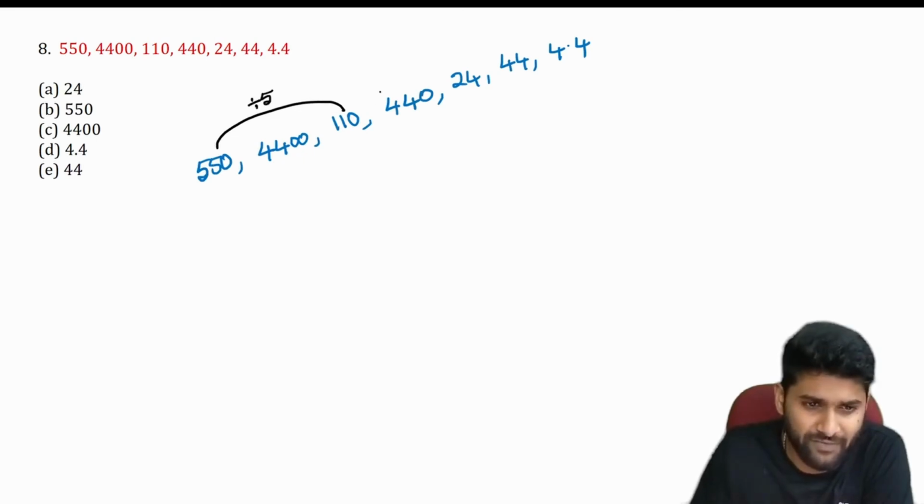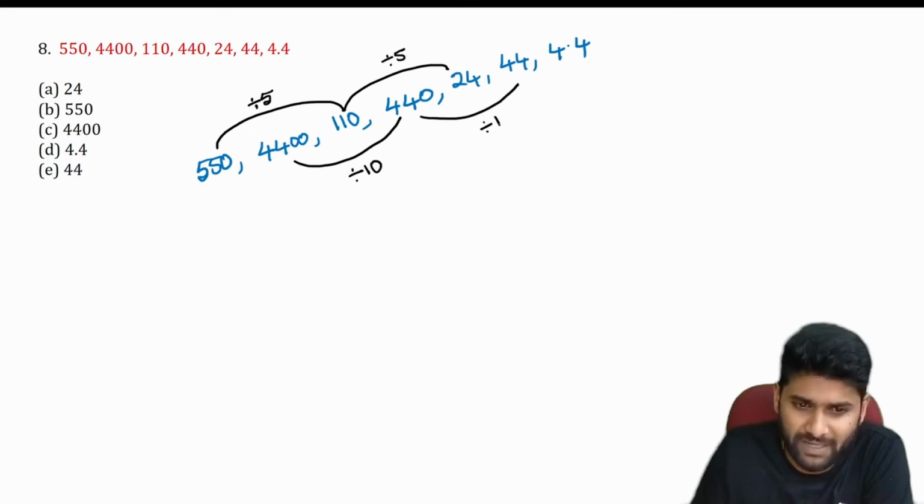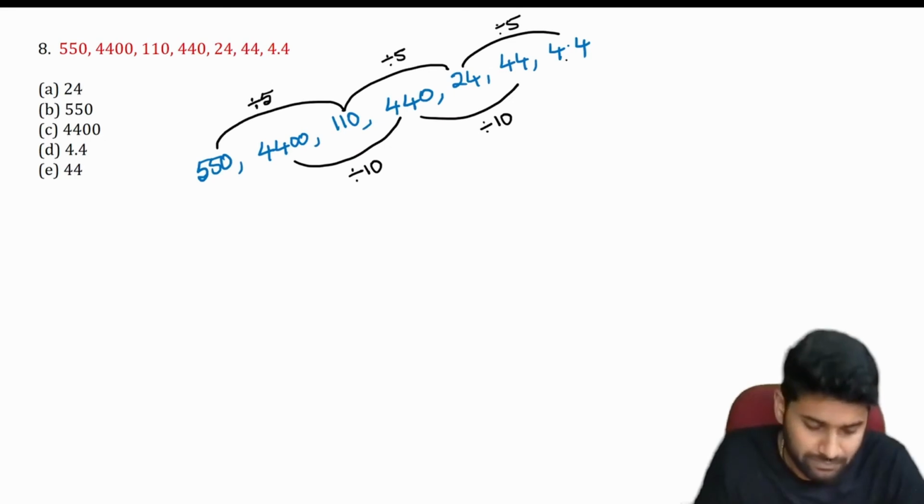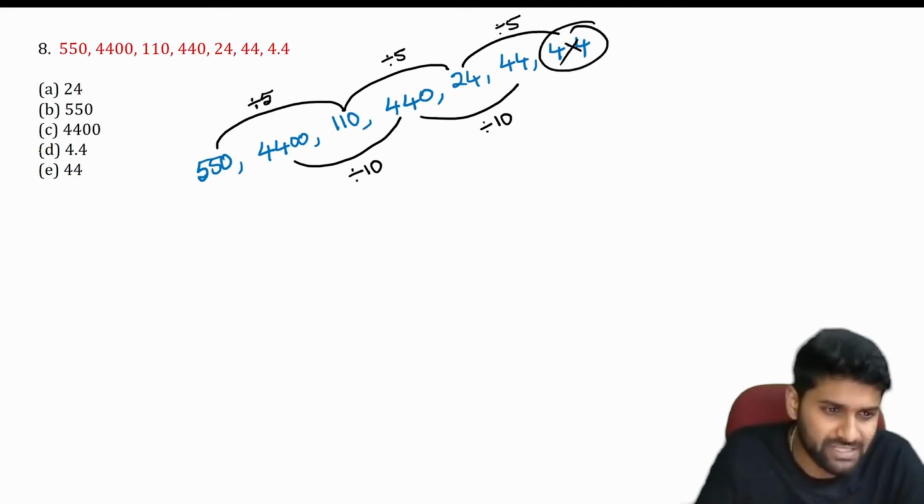It's divisible by 5. Now check with this case, it must be divisible by 10. According to the same pattern, 24 must be divisible by 4. If it is divisible by 4, it is not at all 4.4, guys. So here the wrong number in the series is 4.4.